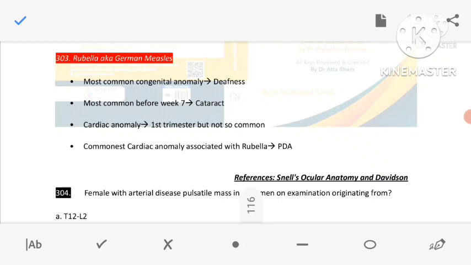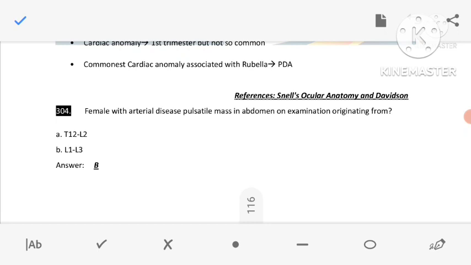Point number 304: a female with arterial disease and a pulsatile mass in the abdomen. On examination, it is originating from which of the following? It originates at the level of L1 to L3. Again, it is a controversial MCQ, but L1 to L3 is the most likely authentic answer.